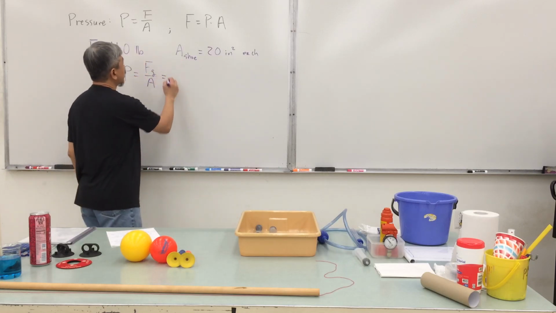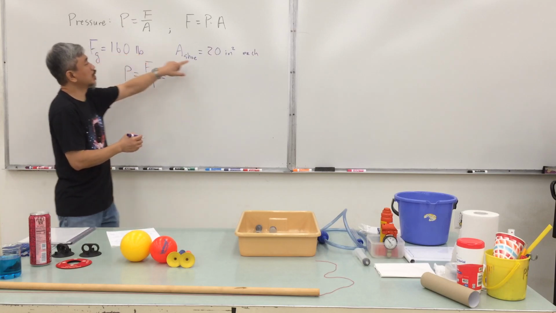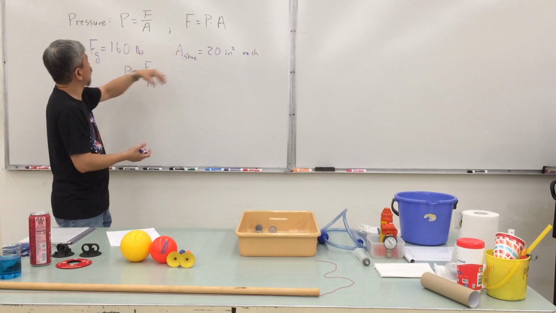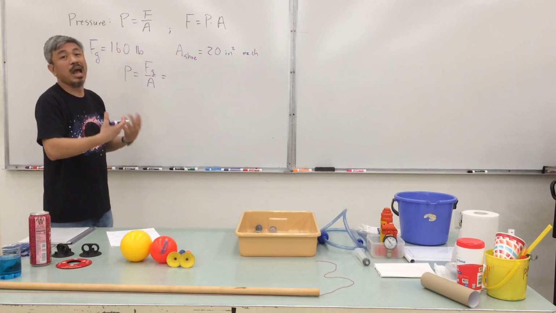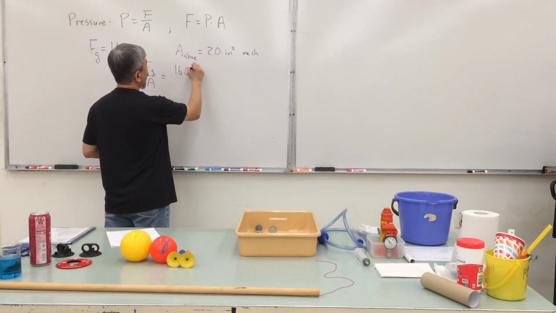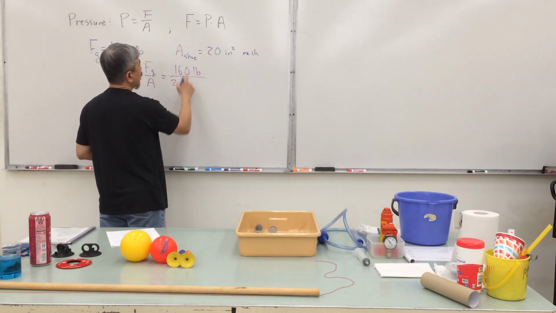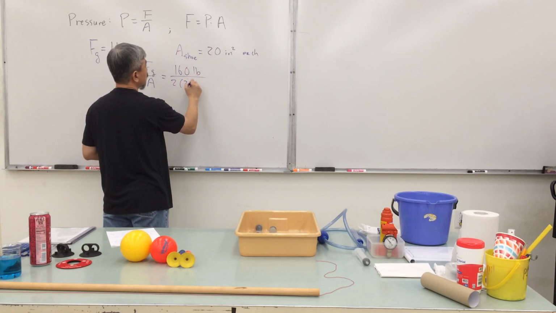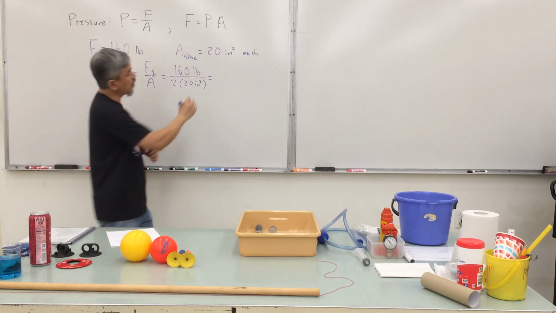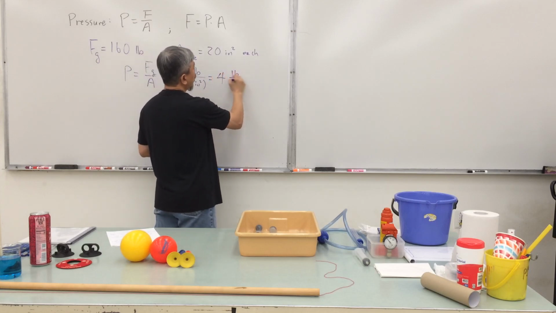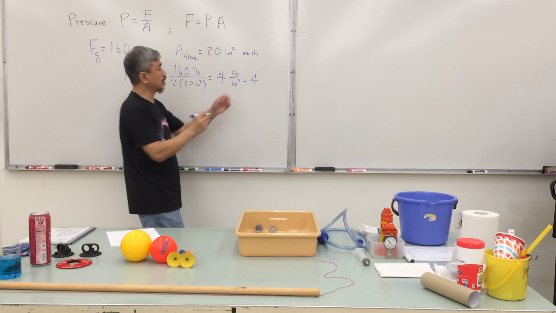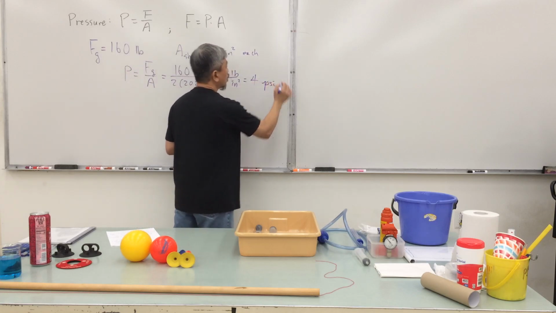So the idea is that 160 pounds is now going to be spread over 2 of these shoes. Or think about this. That means that each shoe will really support about what? Half of the weight itself. So you can think of this as now 160 pounds, over 2 times the cross-sectional area of the shoe, which is now 20 square inches. So if you work all that out, you end up with about 4 pounds per square inch.